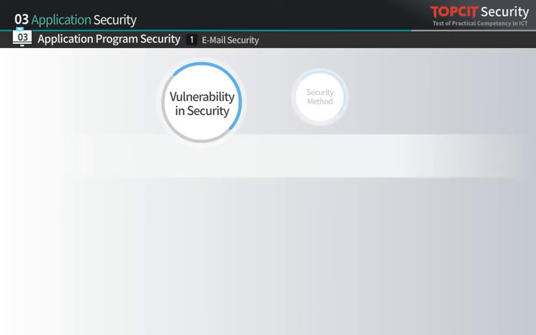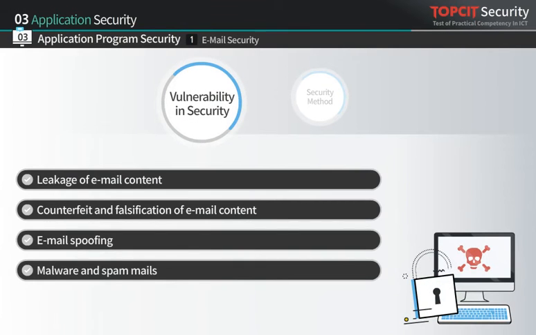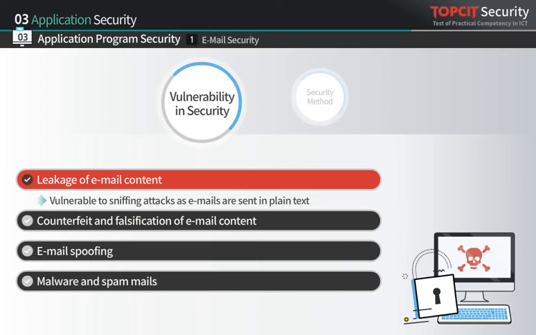Now, we will take a look at the security vulnerabilities of application programs and its response measure. First, let's look at email security. Let's go into vulnerability in email security. Emails are vulnerable to sniffing attacks as they are sent as plain text.